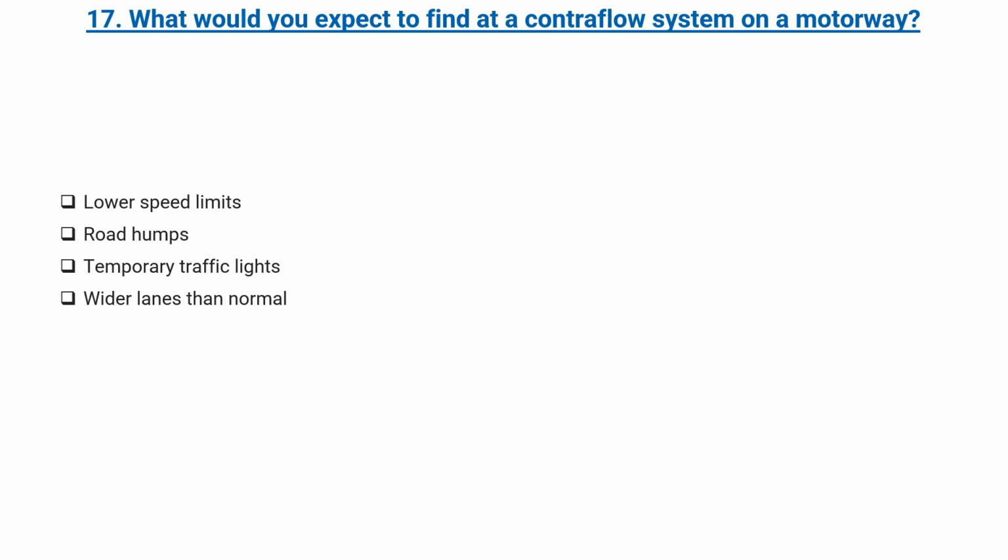17. What would you expect to find at a contraflow system on a motorway? Lower speed limits. Road humps. Temporary traffic lights. Wider lanes than normal. Correct answer: lower speed limits.